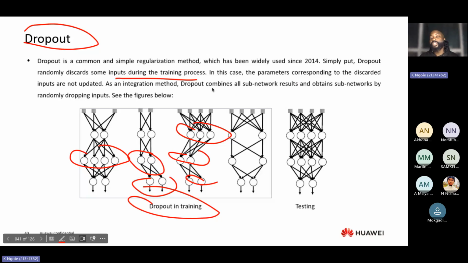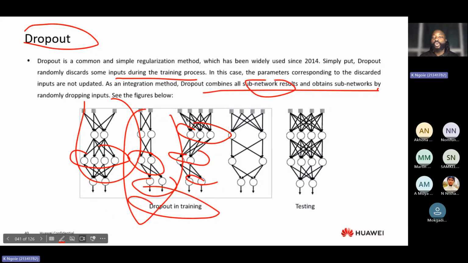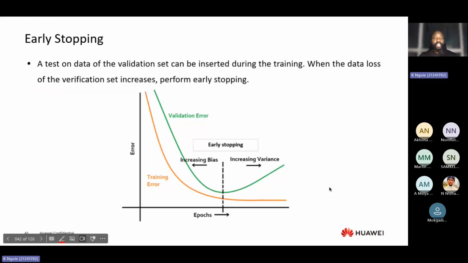So basically you need to understand that dropout will combine all sub-network results. If we drop out here, this network gives us a certain result, this one gives us another result, this one gives us another result. It's going to combine all those results and obtain a subnetwork by randomly dropping input. All right, and then the last one would be early stopping.